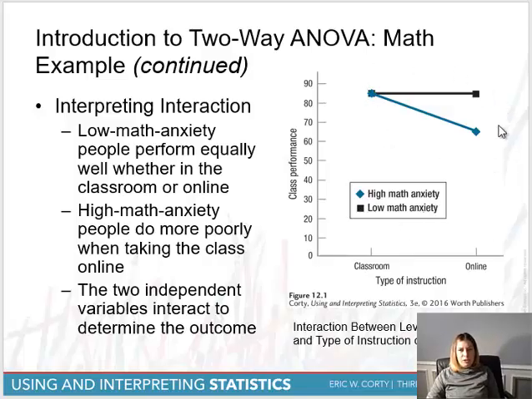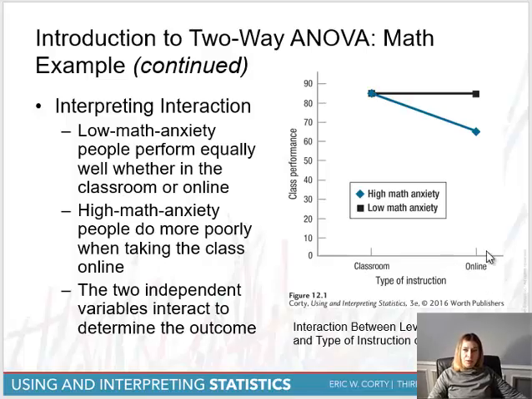What I want you to do is look at this figure and get a feel for what's going on, because you can see a relationship emerging. In fact, you can see an interaction. At the level of the classroom, for people learning in the classroom, it doesn't really matter if they have anxiety, because they perform exactly the same. Their class performance looks to be around 85 or so.